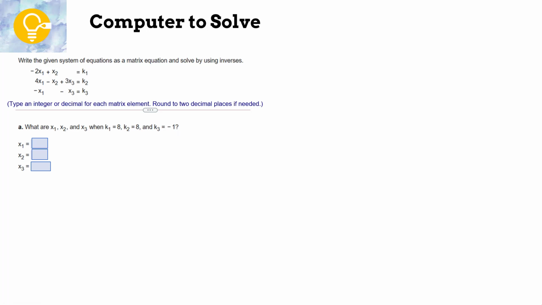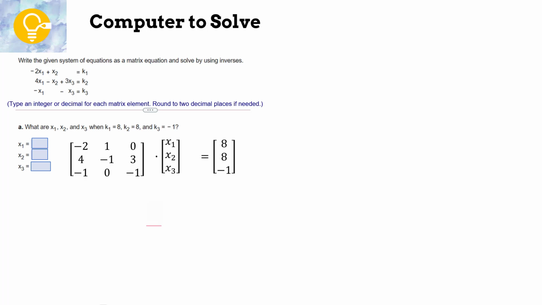The first thing I'm going to do is figure out my A matrix, and that is negative 2, 1, 0, 4, negative 1, 3, negative 1, 0, negative 1, times my variable matrix, which is x1, x2, x3, and that'll equal my constant, 8, 8, negative 1.